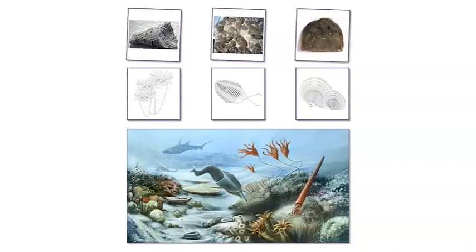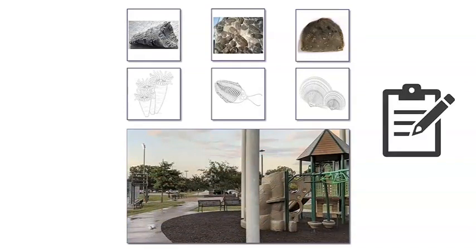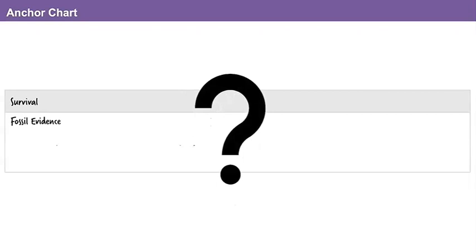We've learned that fossils have a lot to teach us about how environments change over time. So before we get too far ahead of ourselves, let's record what we've learned so far on our anchor chart. We'll title our chart Survival, and we'll add what we've learned so far about fossil evidence. How can we summarize what we've learned?